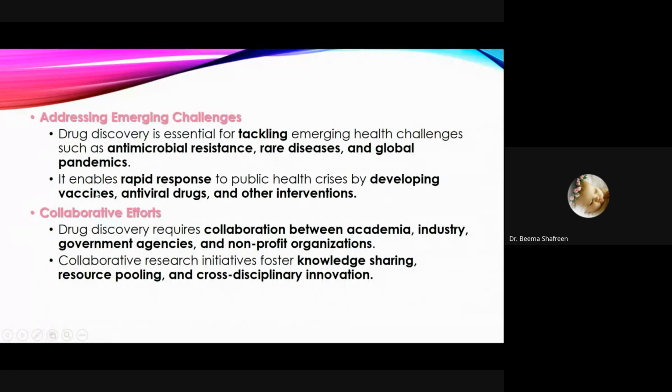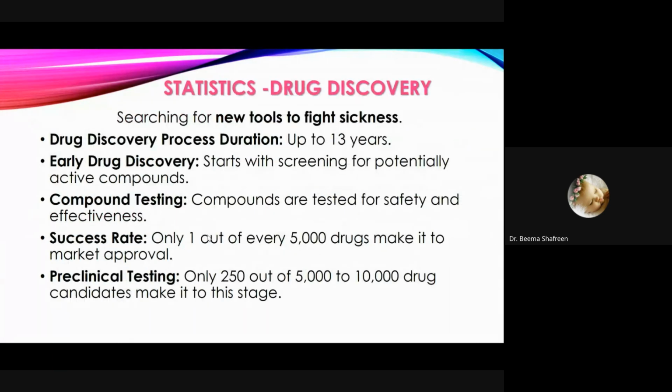Drug discovery is also addressing emerging health challenges such as antimicrobial resistance, rare diseases, and global pandemics, and thereby it has enabled rapid response to public health crises by developing vaccines, antiviral drugs, and other interventions. The collaborative effort required from academia, industries, government agencies, and non-profit organizations is also fostering knowledge sharing, resource pooling, and cross-disciplinary innovations.